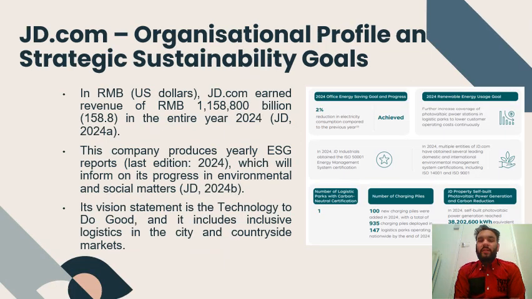In the fourth slide, I will talk about JD.com's organizational profile and strategic sustainability goals. In US dollar terms, JD.com earned revenue of RMB 158.8 billion in the entire year 2024, as given in the JD 2024a article. If we talk about these numbers, this is the strategic scope of JD.com.